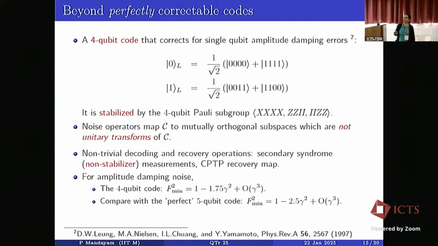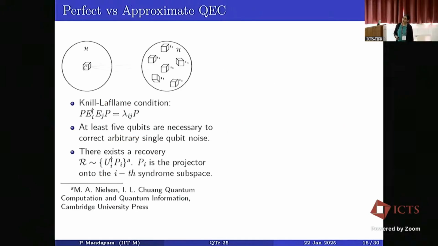And you notice that you have a fidelity which is actually maybe even better than your 5-qubit stabilizer code. Okay? All right, so this is sort of the picture. This is the perfect error correction picture, and then there are certain algebraic conditions that you have to satisfy in order to fit into this picture, right?